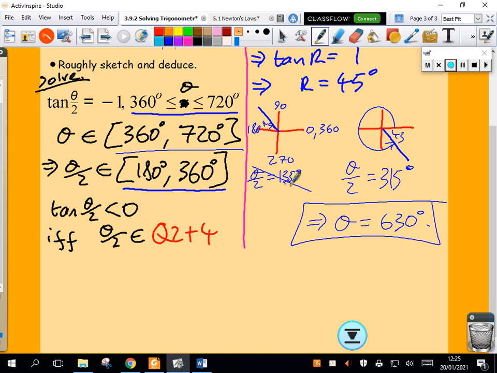Notice if I'd worked this one, I'd get tan of 270 over 2. You put that into your calculator and it is equal to -1. However, 270 is not part of my domain for this problem. So one single solution here in this case. Okay, solving trigonometric equations with coefficients in the argument. Practice them. Practice, practice, practice.